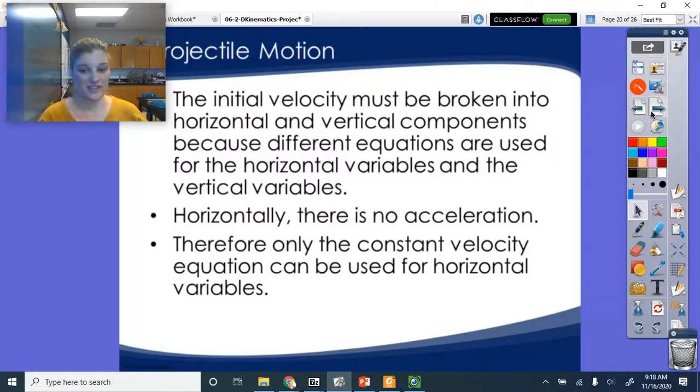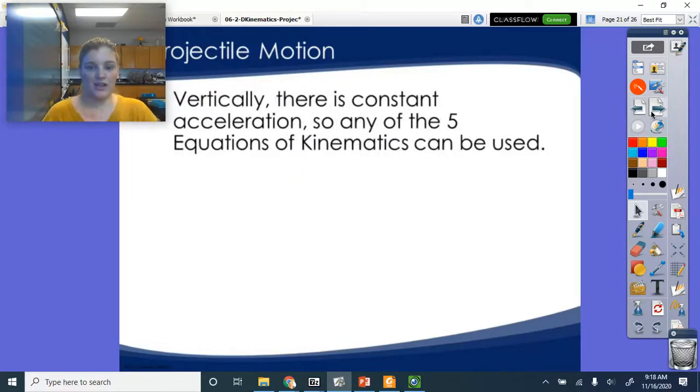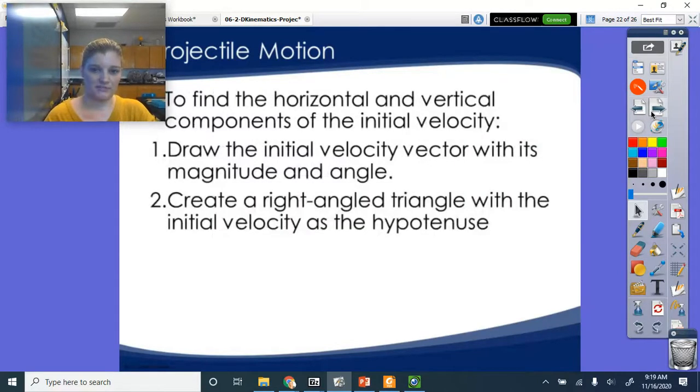Horizontally, there's never an acceleration. We just have the initial velocity, at least not now. And we only have constant velocity equations for the horizontal variable because we don't have acceleration. So every time we would have an equation with acceleration, it would be zero. So we only need constant velocity equations. And vertically, we have a constant acceleration, so we can use any of the five equations of kinematics.